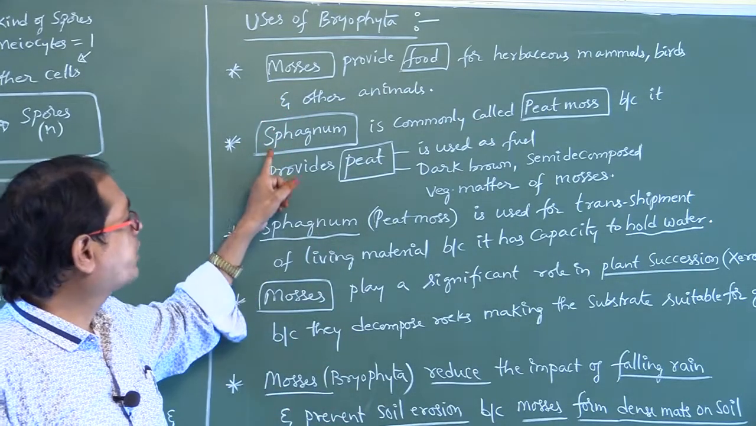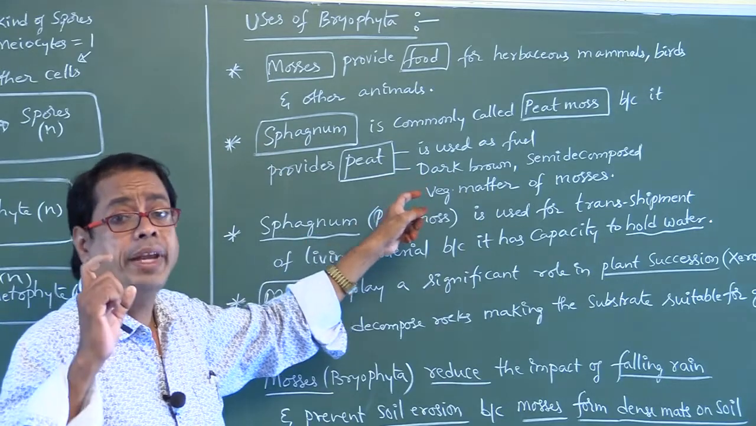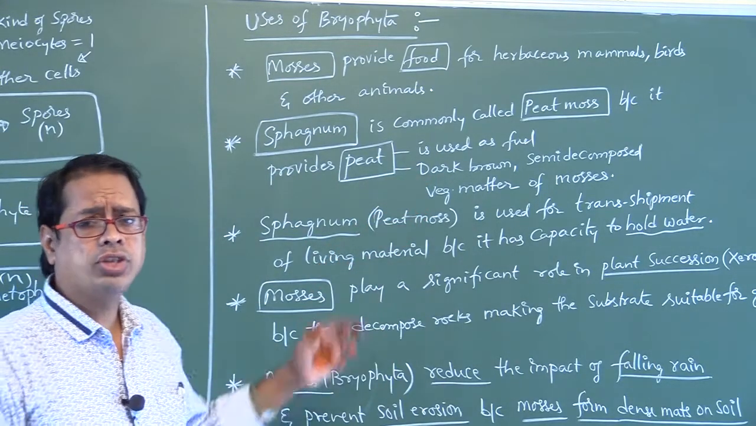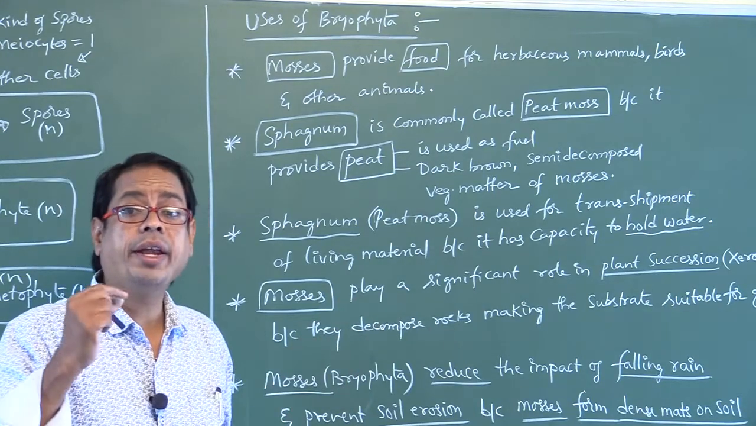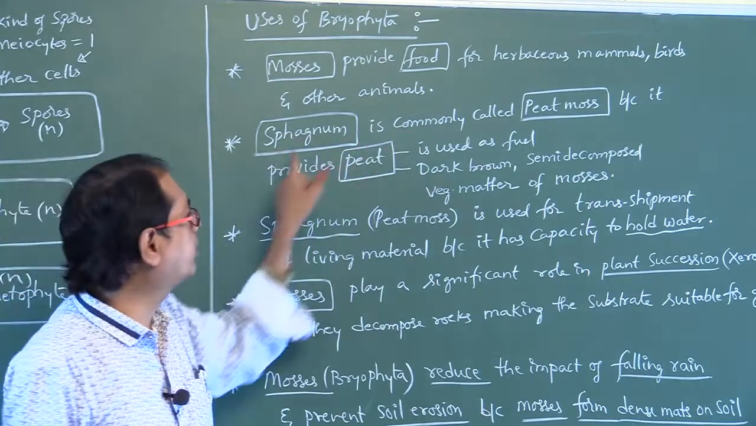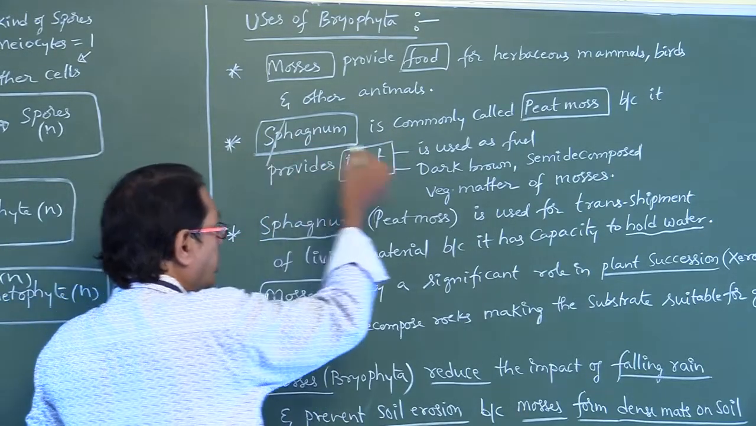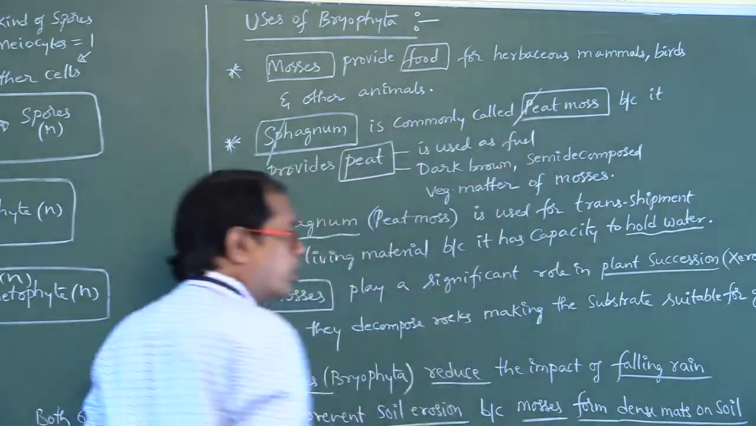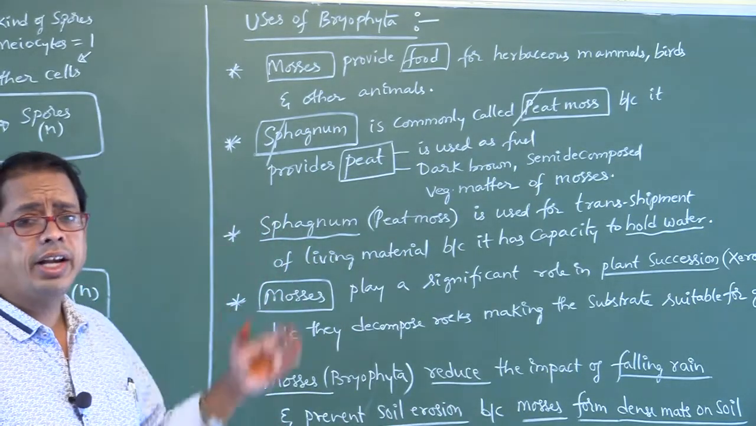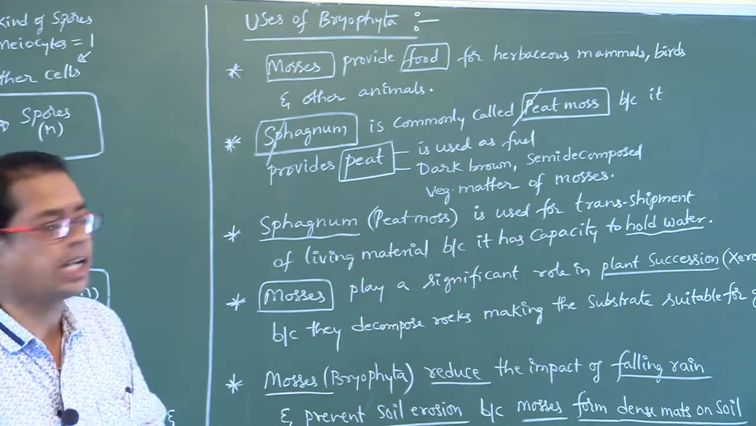Next point. Sphagnum is commonly called peat moss. Why? Because it provides peat. So which plant is commonly called peat moss? Sphagnum. How can you remember? P for P: peat moss, the P sound is there. Which one is commonly called peat moss? Sphagnum. Why is it so called? What does peat mean?